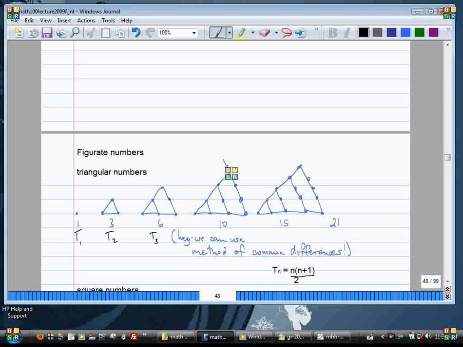Look at, for example, the third triangle. What makes up the third triangle? Right, and how are those 6 dots arranged? 1, 2, 3. How about the next triangle? How are those dots arranged? 1, 2, 3, 4. Next one, 1, 2, 3, 4, 5. So this is actually just a visual representation of the sum of the first n positive integers.